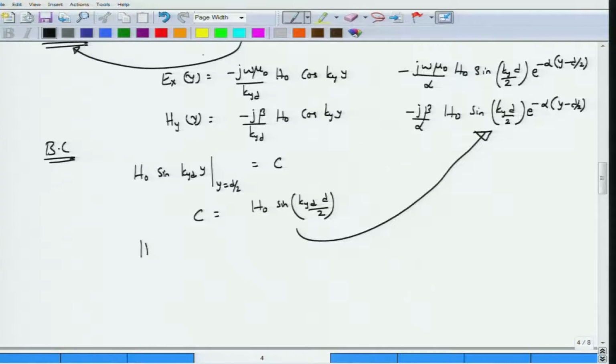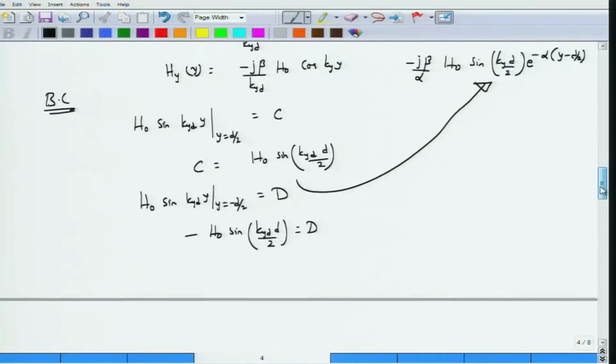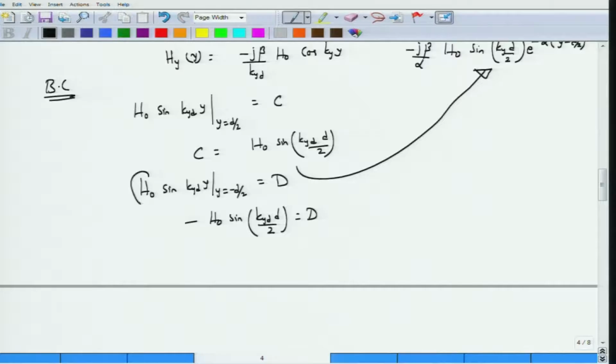Similarly, you have H0 sin ky d y at y equal to minus d by 2 must be equal to d, which is the amplitude at y equal to minus d by 2. So if you substitute for this, sin ky d by 2 becomes minus, so minus H0 sin ky d by 2 is equal to d. Okay, and this is precisely what you get if you write down the expressions again for the region y less than or equal to minus d by 2.